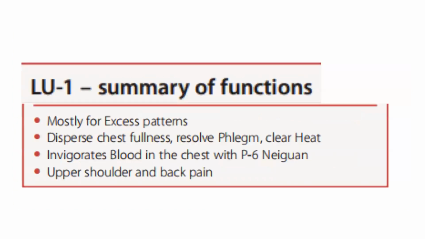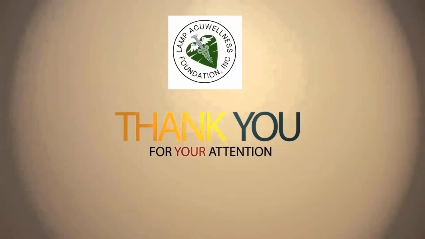To summarize, lung 1 is mostly for excess patterns. It disperses chest fullness, resolves phlegm, clears heat, invigorates blood in the chest in combination with pericardium 6, and it is good for upper shoulder and back pain.